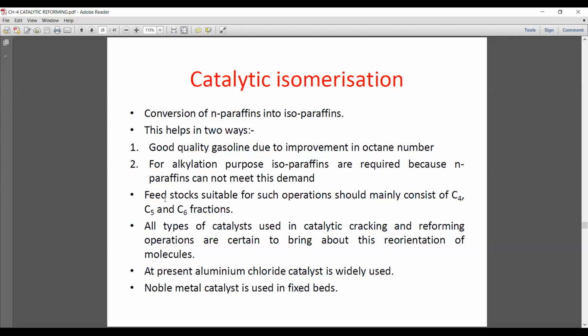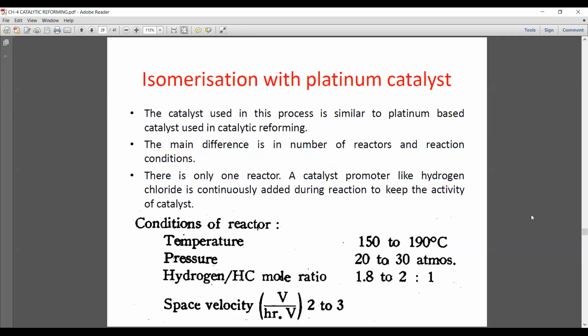Then feedstock suitable for such operation should mainly consist of C4, C5 and C6 fractions. All type of catalysts used in catalytic cracking and reforming operations are certain to bring about this reorientation of the molecules. At present, aluminum chloride catalyst is widely used for catalytic isomerization, and noble metal catalyst is also used in the fixed beds. Then isomerization with a platinum catalyst.